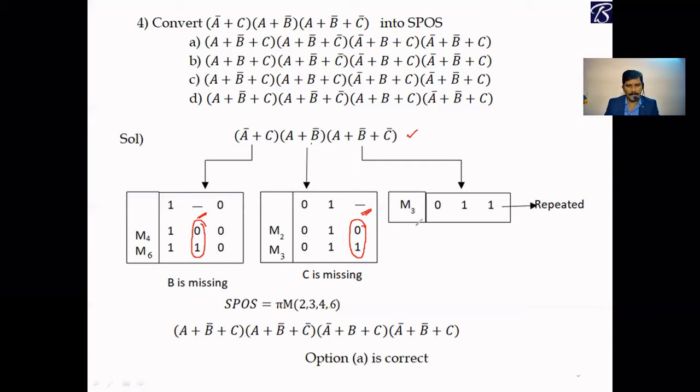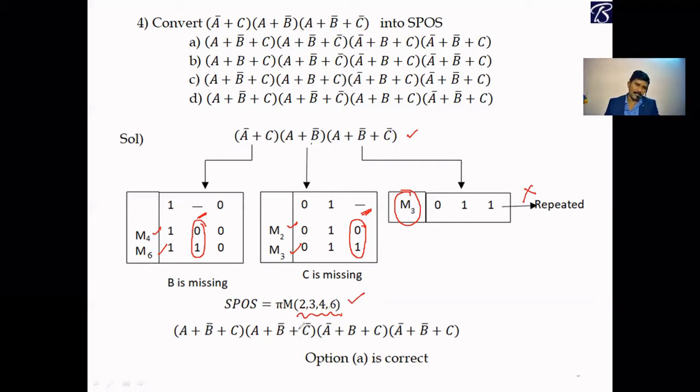If you observe all the max terms, this M3 is repeated. So no need to take this one. So take all the remaining which are not repeated, that is 2 3 4 6. So 2 3 4 6, pi capital M of.